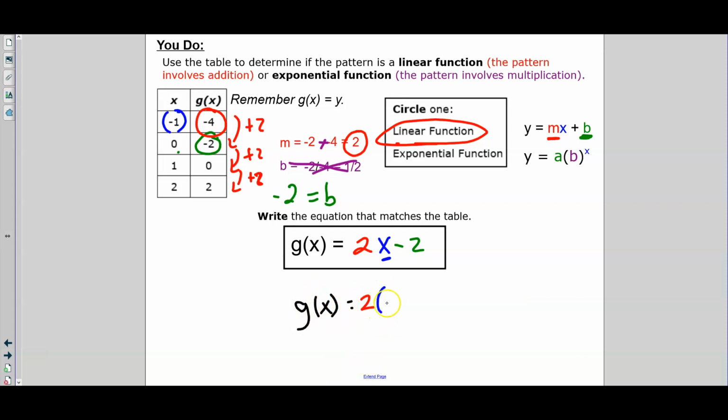Here's 2, here's -1, minus the 2. So if I multiply these two, that does give me -2. Don't forget we're in a -2. And that does give me -4, which does make sense because that is the answer here when x is -1. Okay, so we could check any of the ones that are in the x column and it will give me the answer in the g of x column.